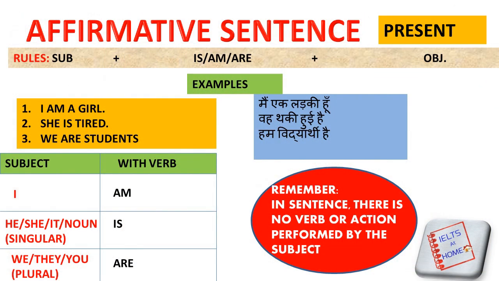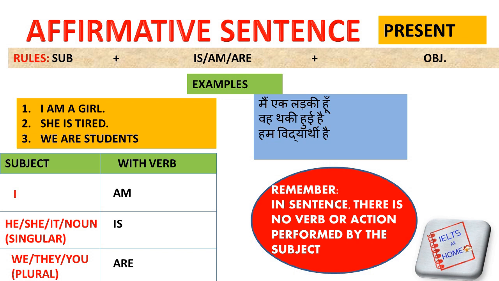Let's start with affirmative sentence. Its rule is subject plus is am are plus object. You can see the examples on your screen. She is tired. We are students. I am a girl. In all these sentences, there is no action. So this is simple sentence.